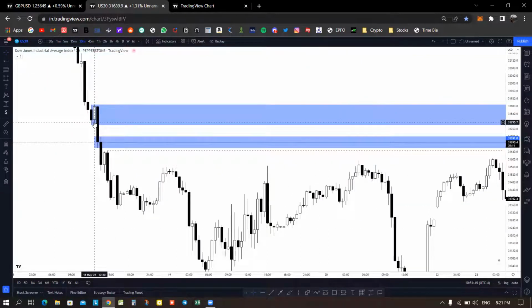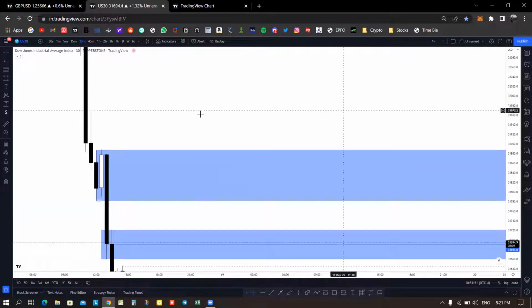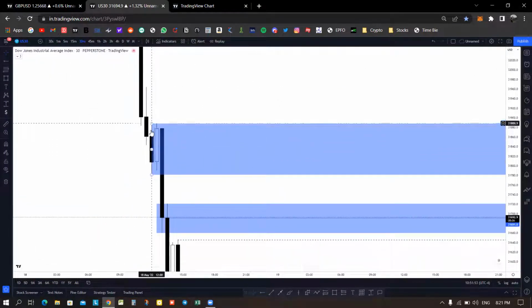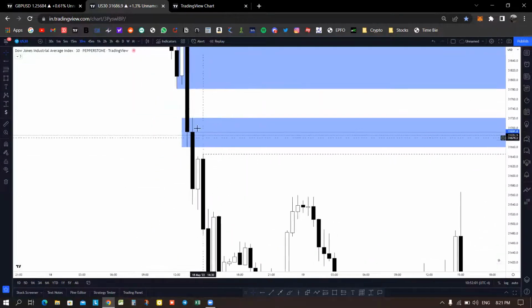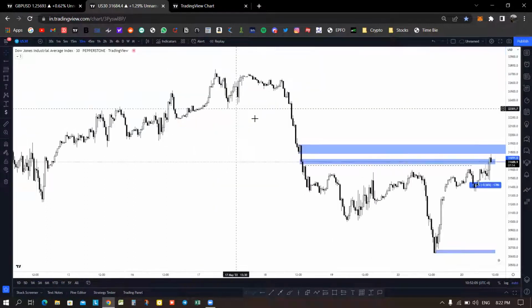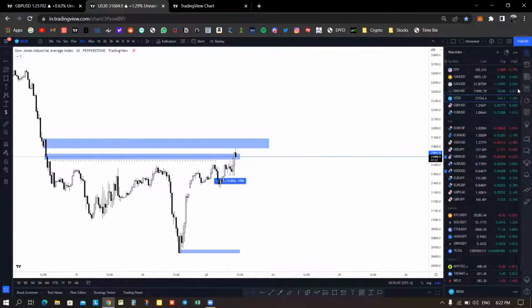This is not an SMC concept, this is a supply demand concept. So you see the body size and the wicks are literally the same on top and bottom. So that's why I've chosen this zone and this zone, just because we had a kissing candle here. So that's how I use it.